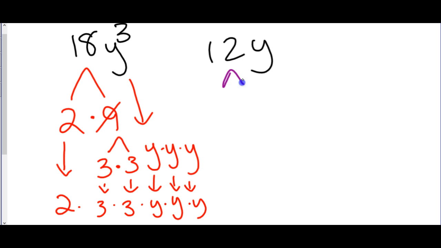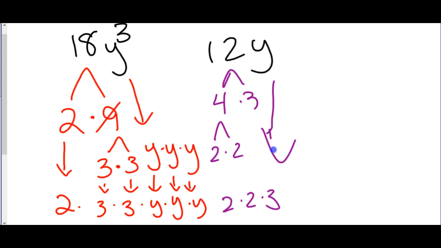So now we do the same thing with 12y. Things that multiply to be 12 are 4 times 3. You could have used 2 times 6. Things that multiply to be 4 are 2 times 2. So now we have prime numbers again, 2 times 2 times 3. Y can't break down any further, so we just bring it down, so times y.